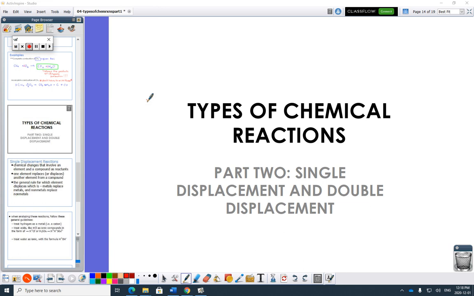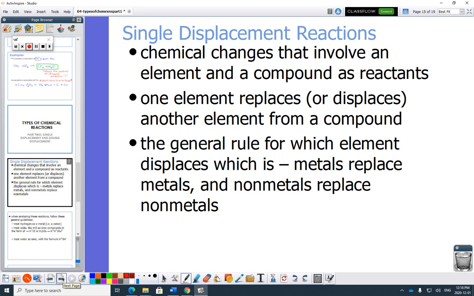We are just going to quickly review the two types, single and double displacement. When you displace something, you are going to essentially switch or replace it. So the general rule for elements displacing each other, whether it's single or double, is like displaces like. So metals replace metals, non-metals replace non-metals.